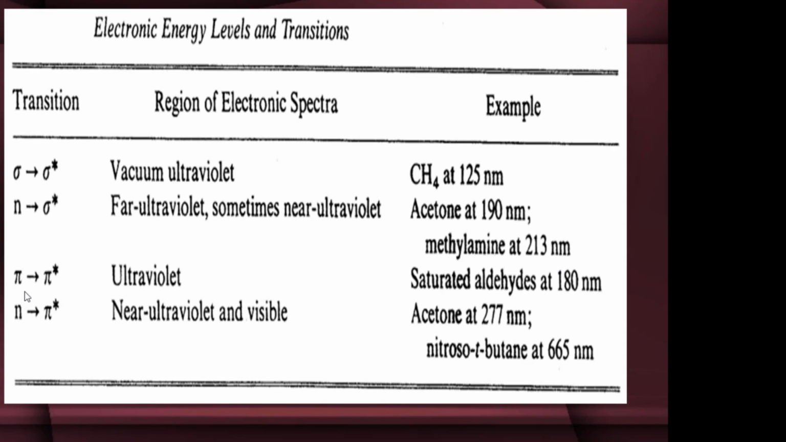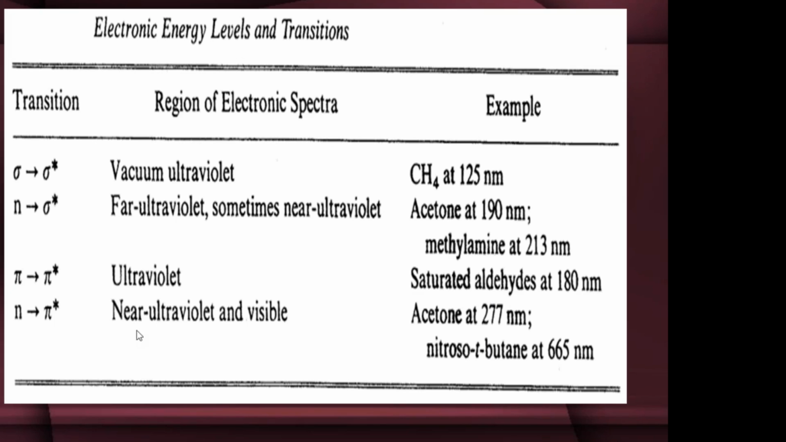So for us, most important is pi to pi star. This takes place in the ultraviolet region, and this is shown, say, by saturated aldehydes at 180 nanometers. One example this is, it is shown by many more compounds. Anything which has unsaturation. Aldehydes have C double bond O H. That group is their aldehydic group, and that's why it will show in the pi to pi star transition.